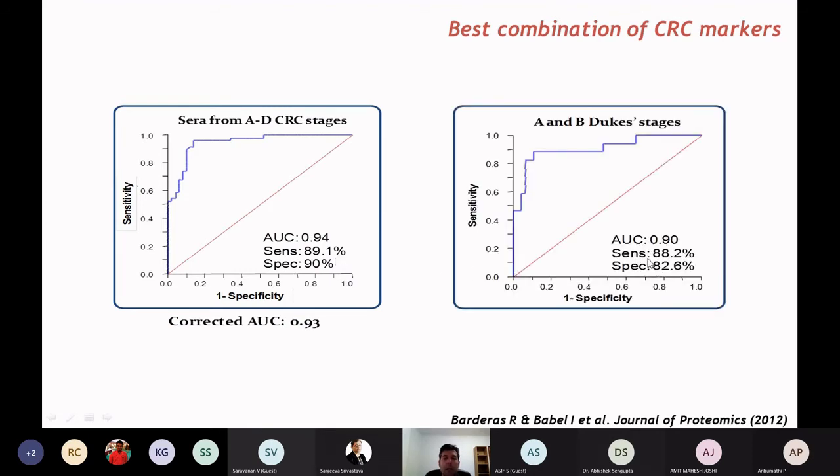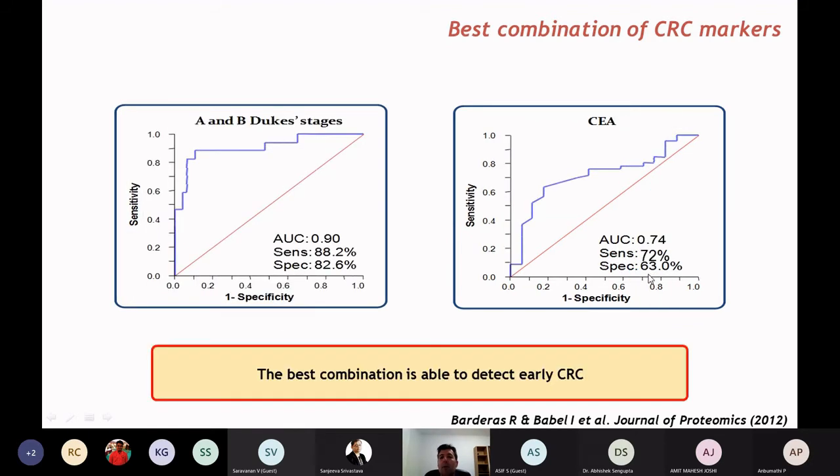In early stages, the reliability of the test and the sensitivity and specificity was also very high, and also in comparison with the carcinoembryonic antigen, that is the marker used in clinics for colorectal cancer. So our best combinations was able to detect also colorectal cancer with good performance.